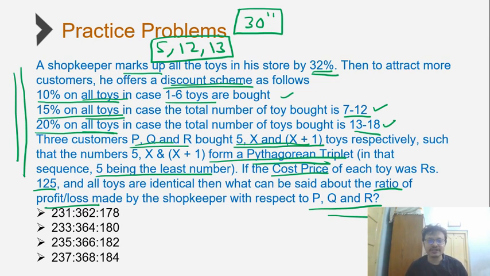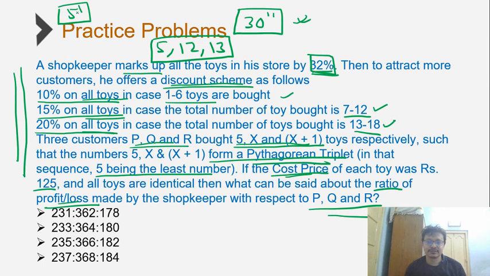Now the question is, how can we do it in 30 seconds given that it seems such a lengthy approach, where I need to do the markup, I need to look at a discount, and the discount will again vary for each of P, Q and R, and then the cost price is there, multiplying by that to get the profit and loss and so on. It should be at least a 5-minute approach.